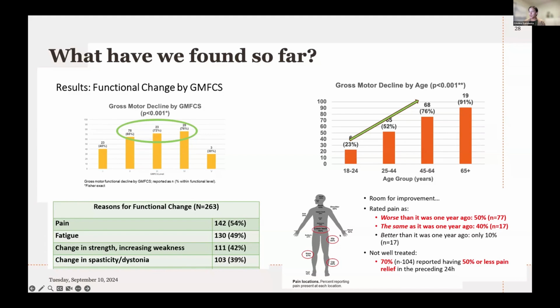This figure of a person here is also showing us where people that had chronic pain experienced their chronic pain. So you can see high rates of chronic pain in the low back, as well as the joints of the legs. And for a lot of people, this pain is not being adequately managed. A lot of people rated their pain as either worse or the same as it was a year previously, and that it's not being adequately treated.